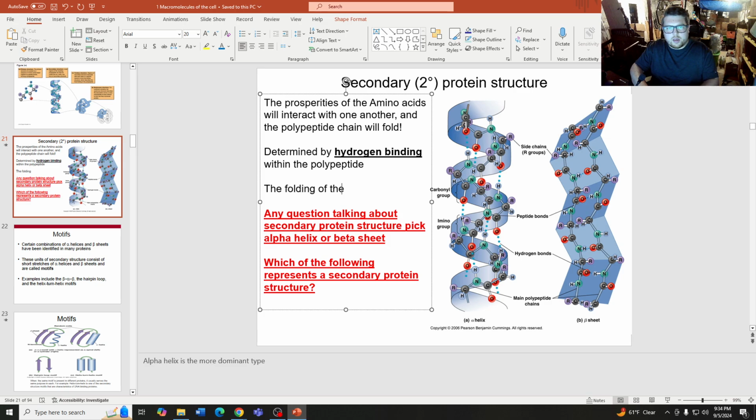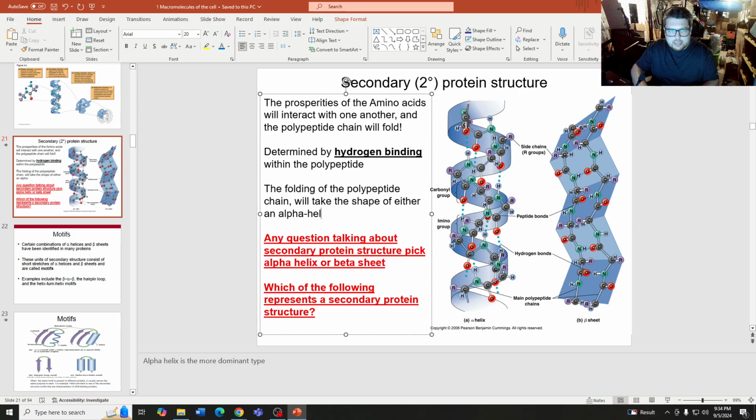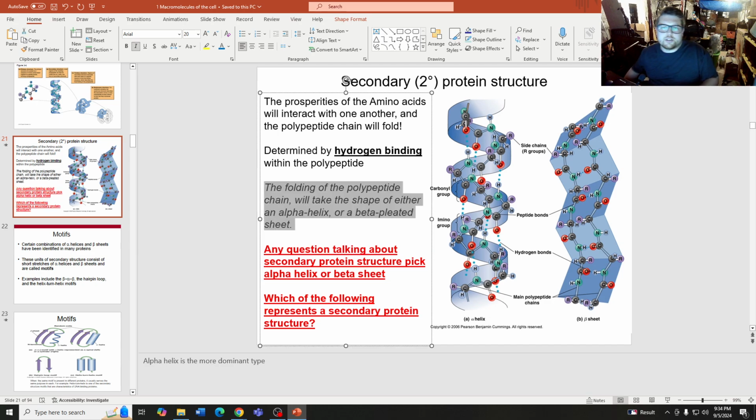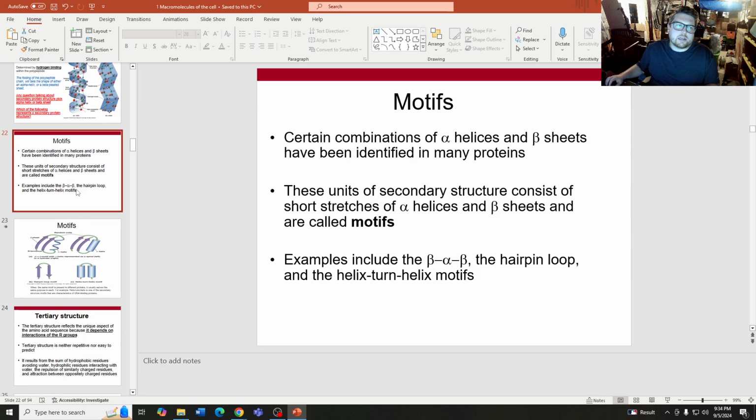Folding of the polypeptide chain will take the shape of either an alpha helix or a beta pleated sheet. Those are the two shapes that it can take. So we'll have an alpha helix or a beta pleated sheet. Anytime you see somebody talking about secondary protein structure, look for alpha helix or beta pleated sheet. Always. Those are pretty much the only answers you're going to get with secondary structure.